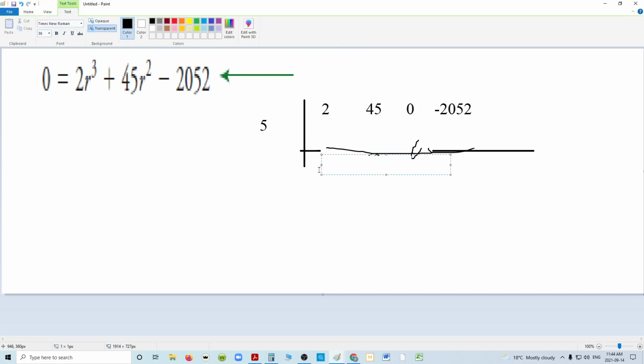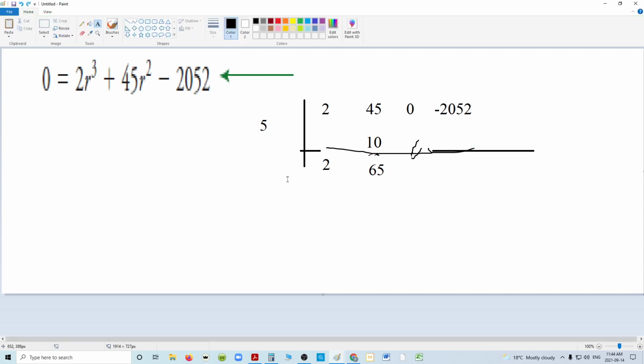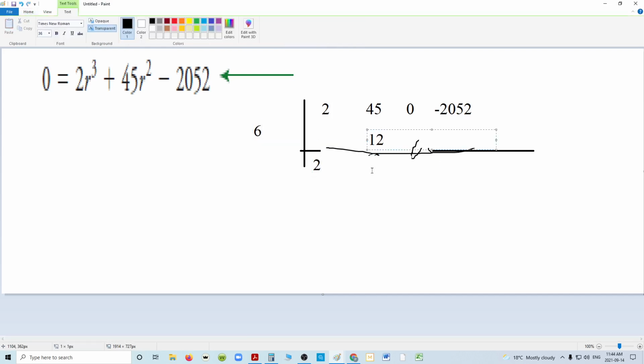4, well, let's jump right to 5. 2, 10, 65, 325, something like that. Close, 15,075. No, it's even better than that. 15,000, 16,025. Close. So I know 5's close. 6, 2, 12, 6. Add those two, I get 57.